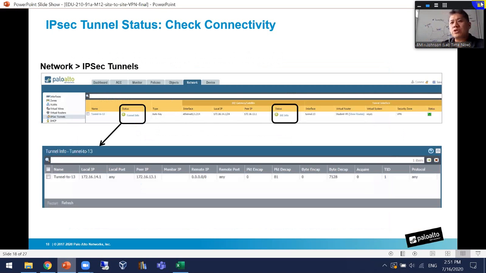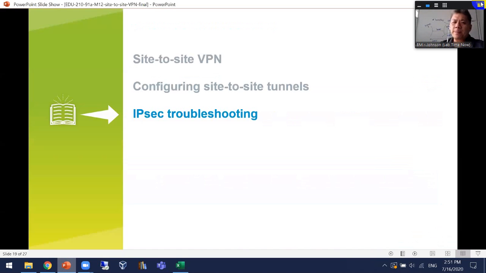Okay, we are done already. We are moving into the troubleshooting part. If you create it and it's nice, then the connectivity is there. Okay, next thing, we're going to move to troubleshooting.